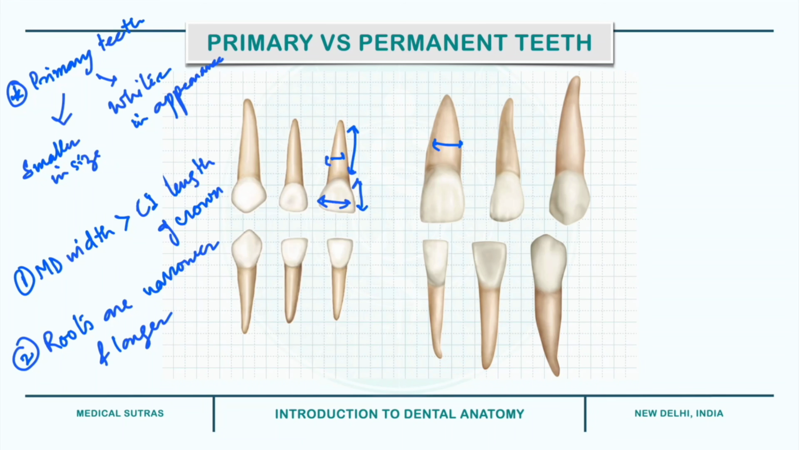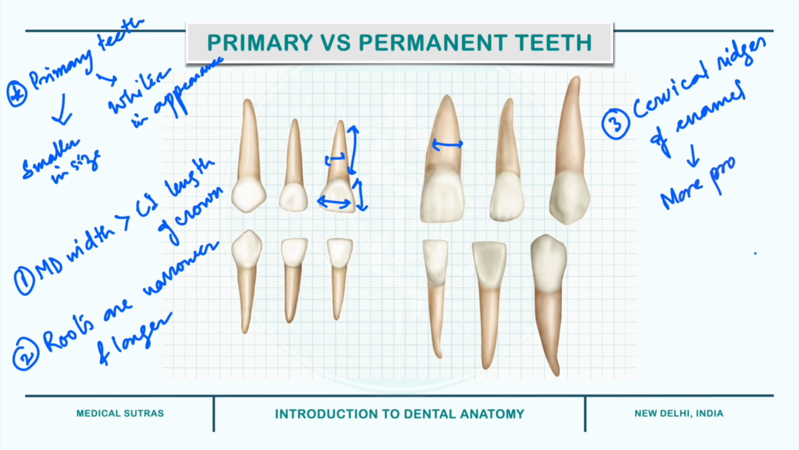The third point of difference is the cervical ridges of enamel. The cervical ridges of enamel are more prominent in primary teeth. More prominent in primary teeth.